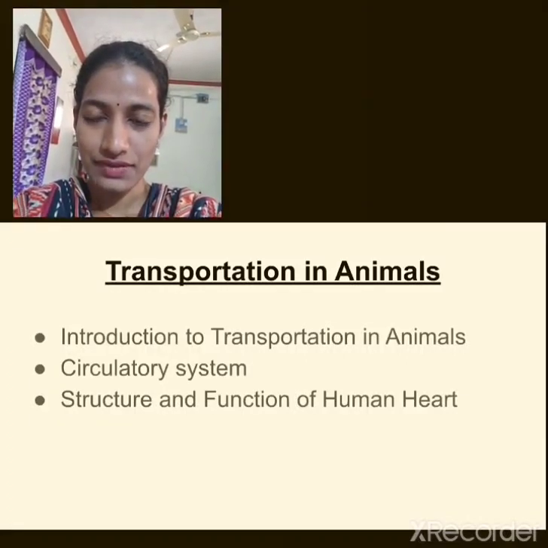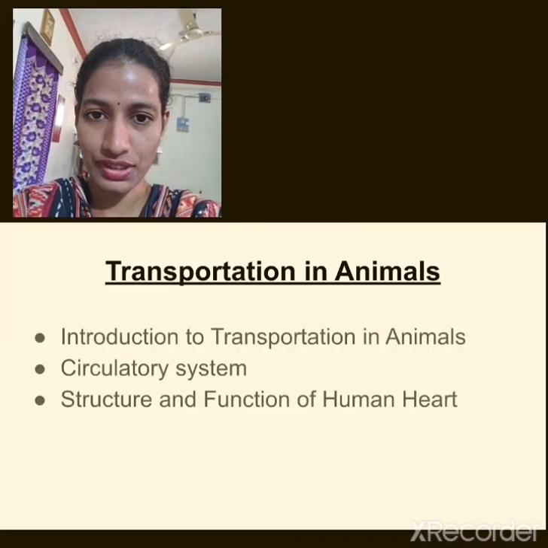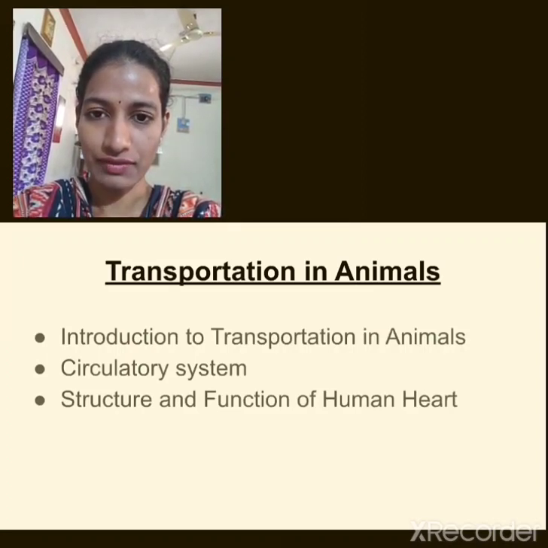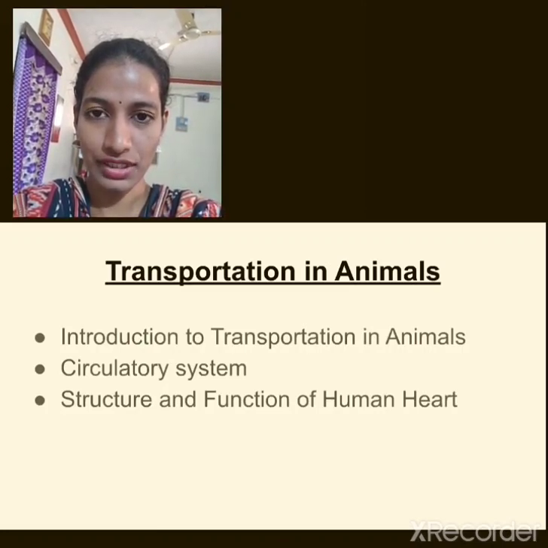So now let us see what we had discussed in our last session. In the last session we had already discussed transportation in animals. In the transportation of animals we had already completed the circulatory system and the structure and function of the human heart. So already you have learned about the structure and function of the human heart. Let me rewind a little bit about it.